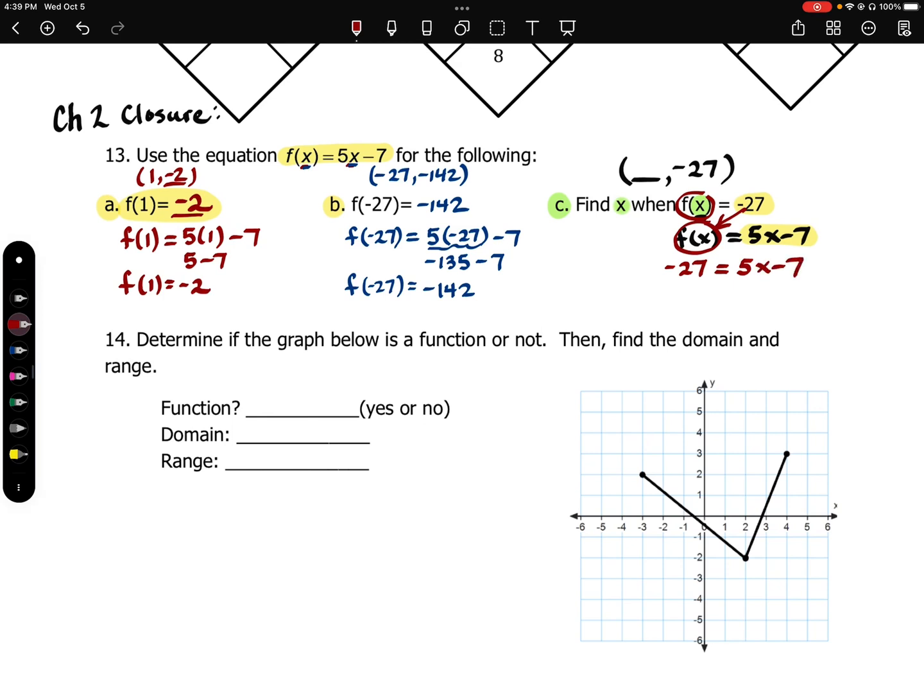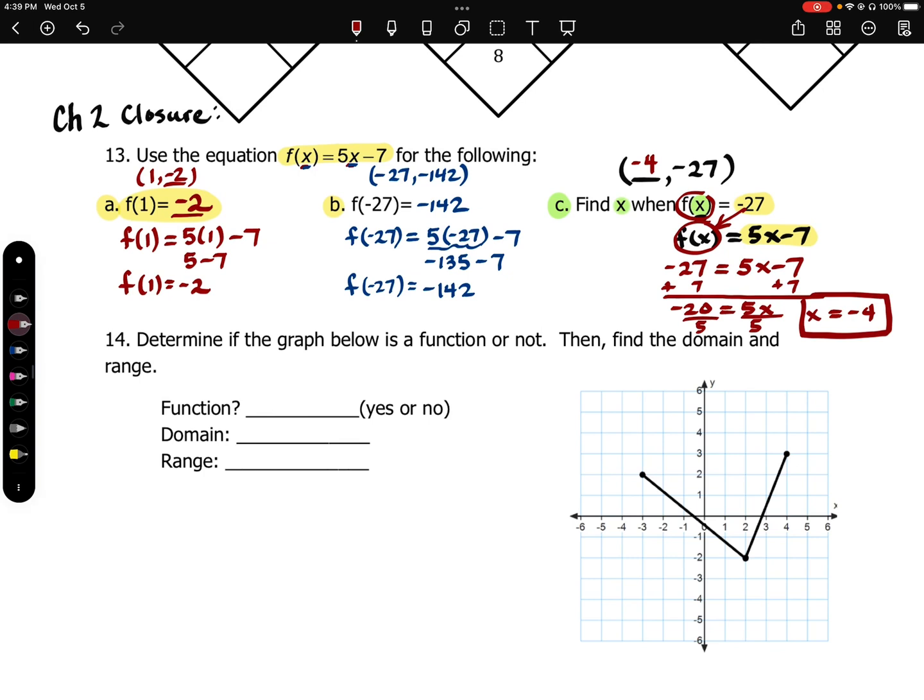5x minus 7. So now we're solving to figure out what x is. Let's start out here. Let's get rid of that negative 7 by adding 7 to each side. We now have negative 27 plus 7, which is negative 20, is equal to 5 times x. Let's divide each side by 5, and we get that x should equal negative 4. So negative 4 is the input. That gives us negative 27 as the output. So your answer on that one, x equals negative 4.